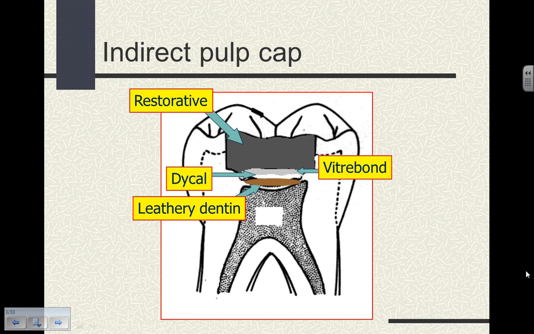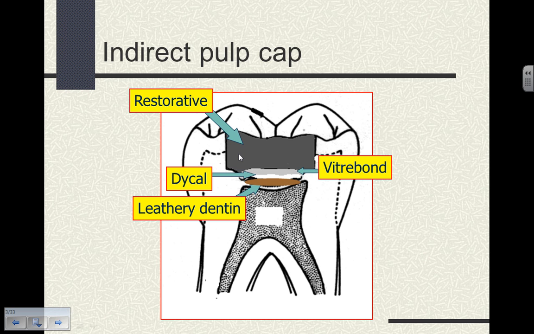And so we can break pulp caps into two distinct groups, indirect pulp capping and direct pulp capping. An indirect pulp cap refers to the fact that when we open up a tooth, we'll see some caries that radiographically we can see is close. We're going to take some clinical data to make a decision whether to do an indirect pulp cap, but during the procedure we're going to leave some leathery dentin over the pulp tissue. We're not going to expose the pulp. We'll then cover that with Di-Cal and then cover it with Vitribond and place our restorative material.